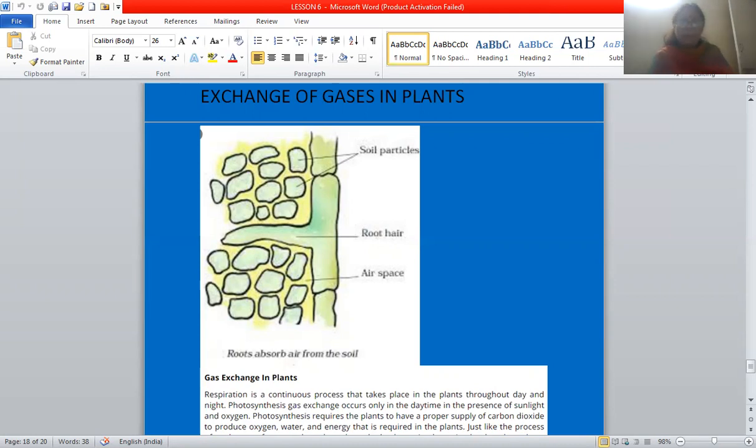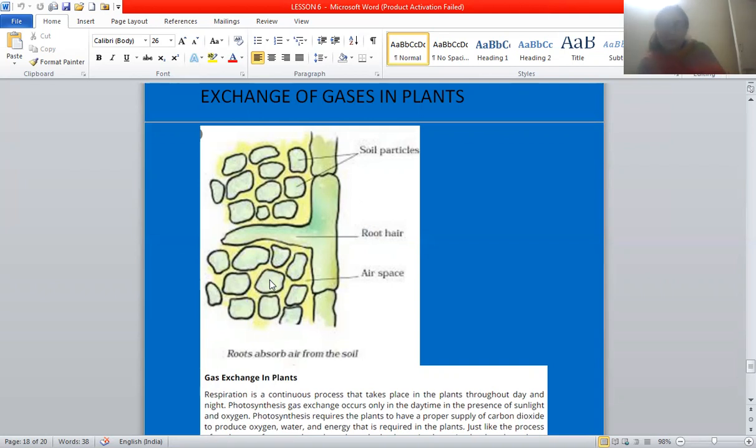Now we'll study about exchange of gases in plants. How does exchange of gases take place in plants? As you can see on the screen, the roots of the plant carry out respiration with the help of root hair. This is root hair. These are air spaces and these are soil particles.